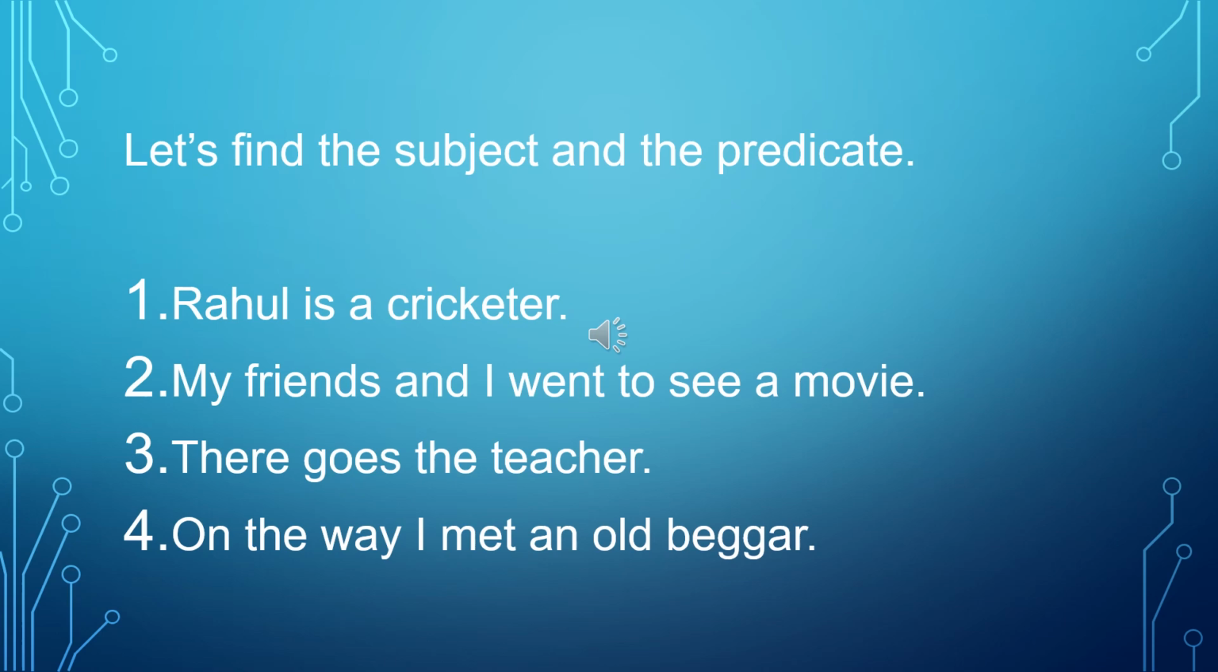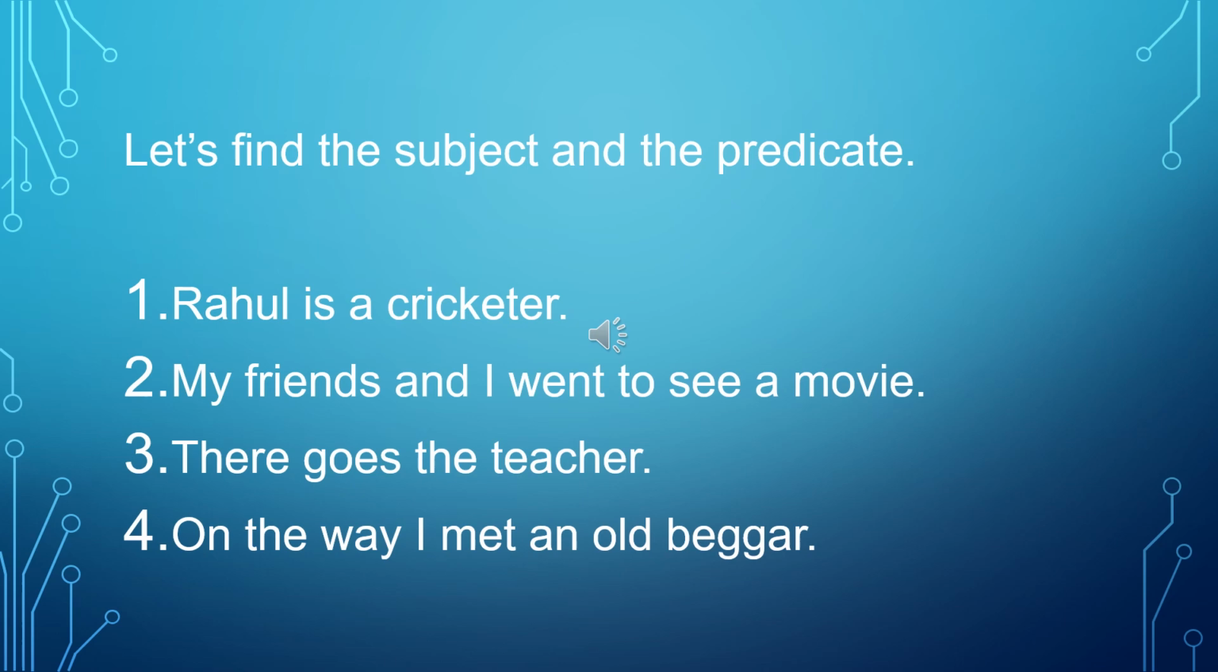Let's find the subject and predicate in the given sentences. Before I start, I just want to say that whenever you see a sentence, just ask two questions: what and who. The answer to the questions what and who will tell you about the subject. Now let's start with the first. Rahul is a cricketer. Ask a question: who is a cricketer? What is the answer of who here? Rahul. So Rahul is the subject and the rest of the words, is a cricketer, is the predicate.